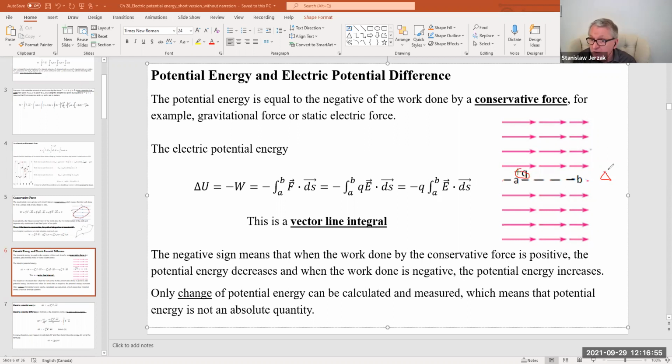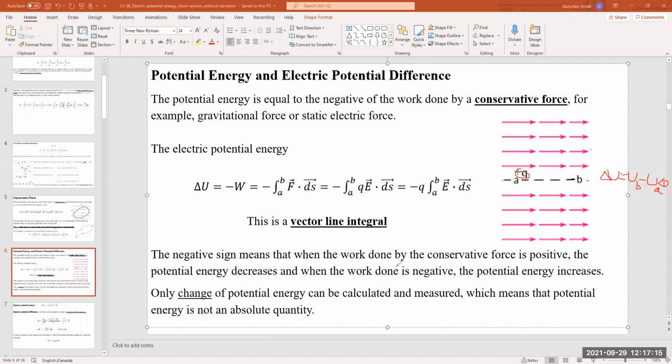So potential energy delta U would be potential energy at point B minus potential energy at point A. And you always remember, delta U is always calculated as the final position of the charge minus the initial position. This will be negative. You see, it will be less than 0.